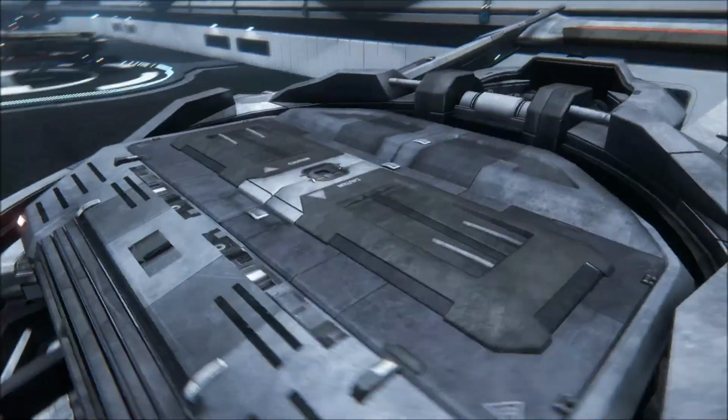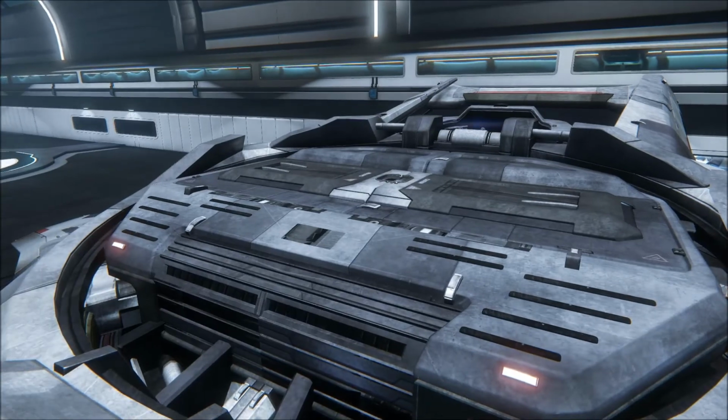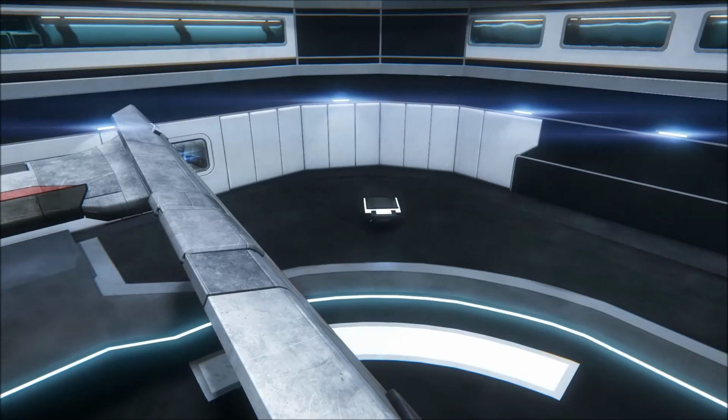Nope, yep, well, spot for cargo, I guess. Not a turret anymore. Anyway, yeah, it's a little tricky.